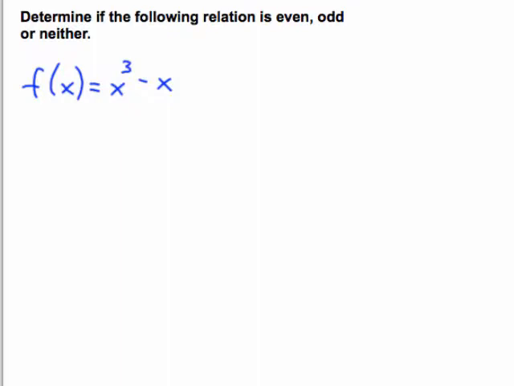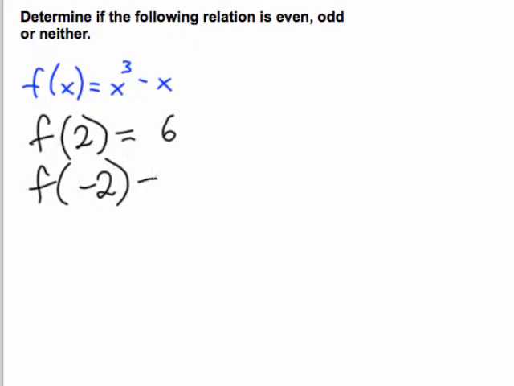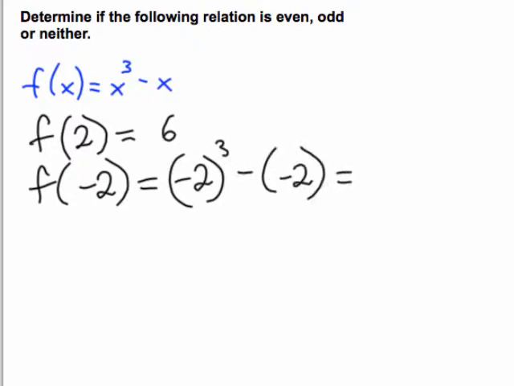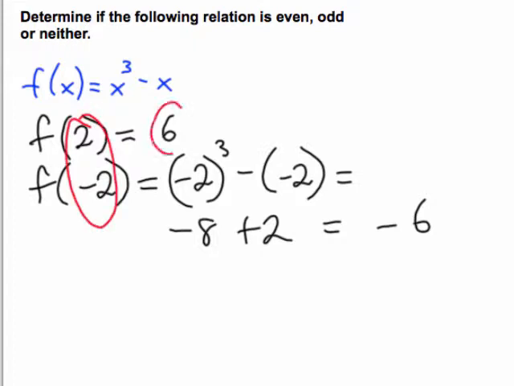Now what I often like to do, if I've got time or the function's relatively straightforward looking, is just take a value of x. So I'm just going to take 2, plug it in. I'm going to get 6, and then take the opposite value of x and see if I can get a feeling for whether this function is even or odd. So I have negative 8 plus 2, I have negative 6. So what I'm seeing here is that by replacing x with its opposite, I got the value of y which is its opposite. And so to me, this is feeling as though the function is odd.